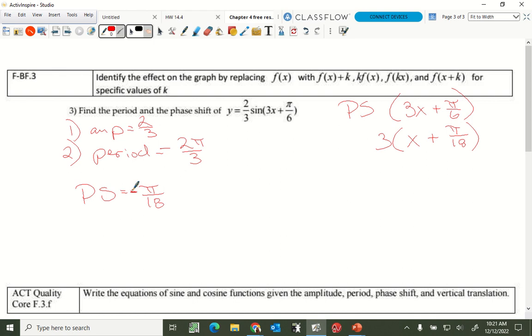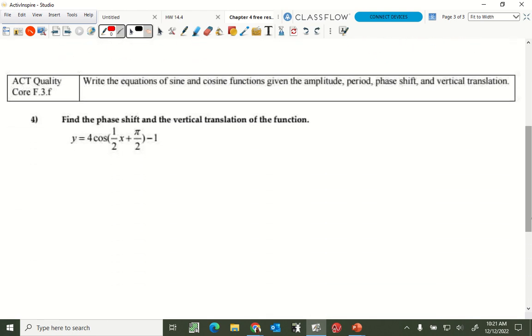Next one. Find the phase shift and the vertical translation. All right, vertical translation moves where? Up and down, right? Up and down. What number is going to make this one move up and down? 4. 4 is the amplitude, isn't it? Yeah. That's the amplitude. So if that's the amplitude, this number over here all by itself is going to be my vertical shift. So it's going to be -1. So my vertical shift, -1, and phase shift, right?